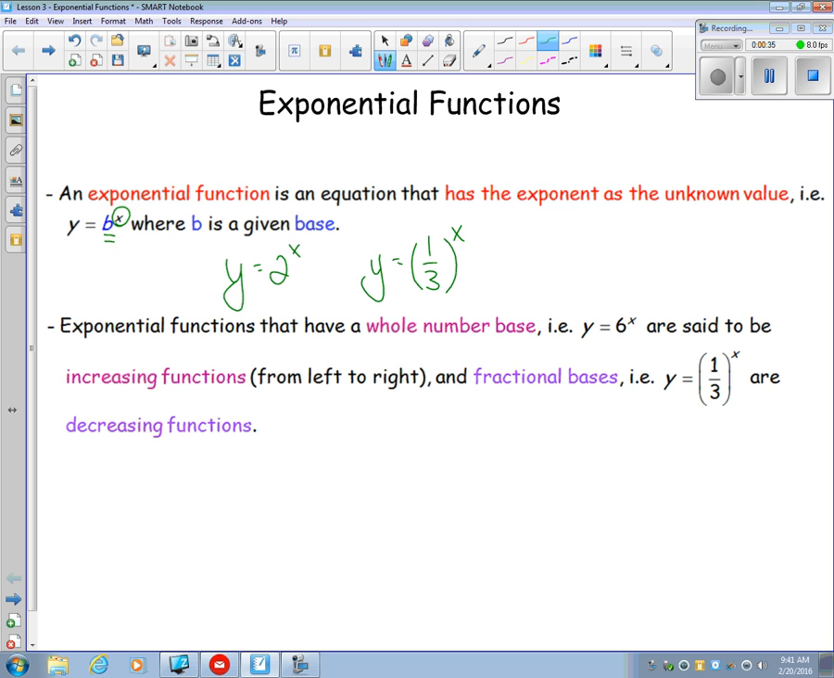Okay, exponential functions with a whole number base, like this one, are said to be growing functions, increasing functions. If you graph those things, they go up to the right. Okay, whereas fractional bases, like this 1/3 one, are decreasing functions or decaying functions. They'd be going down to the right, getting smaller and smaller over time.